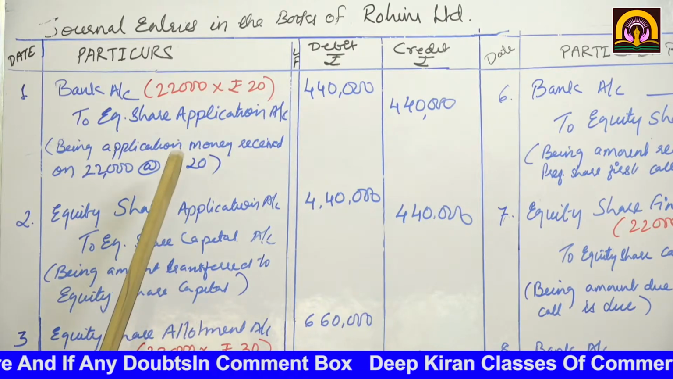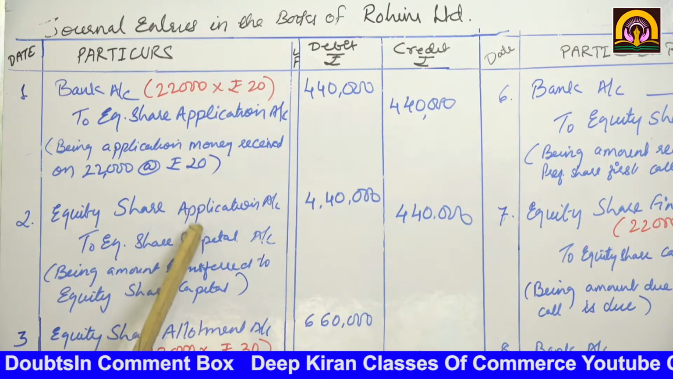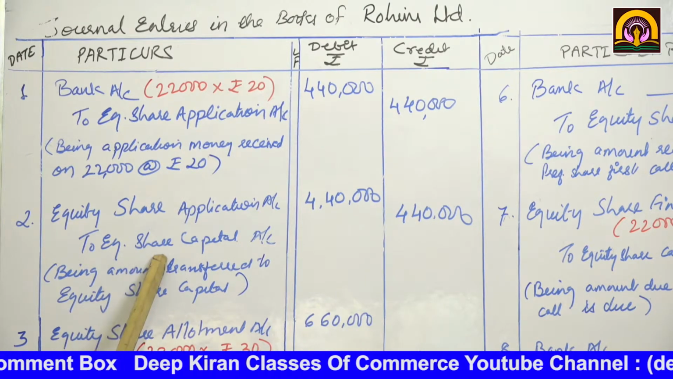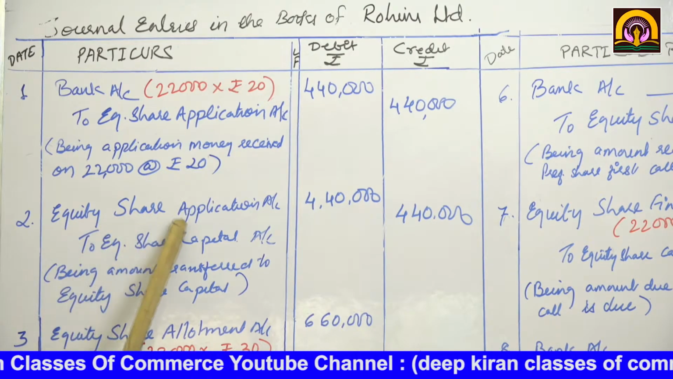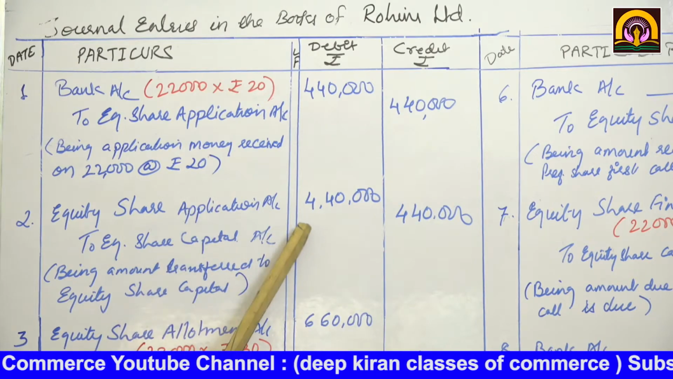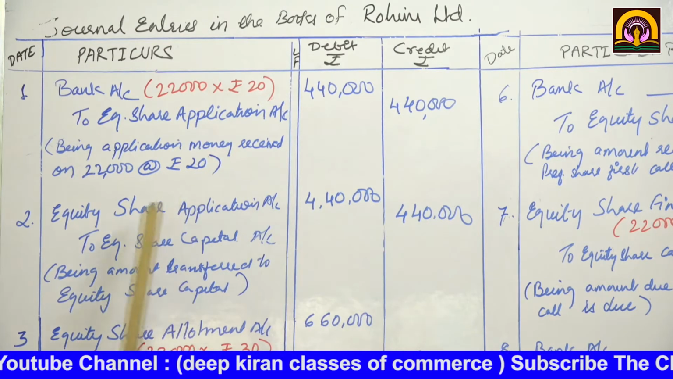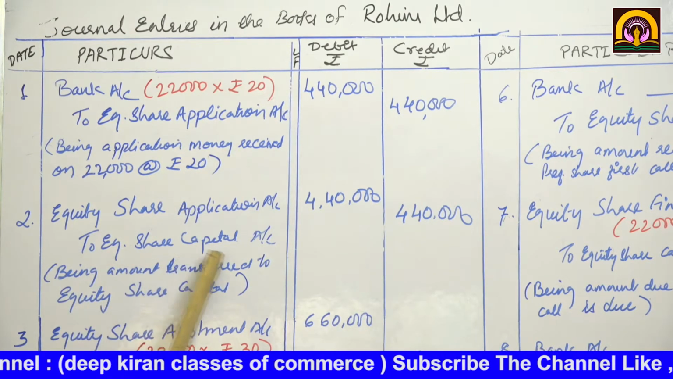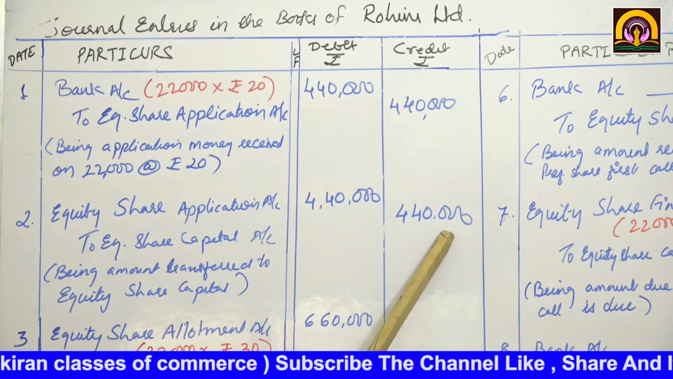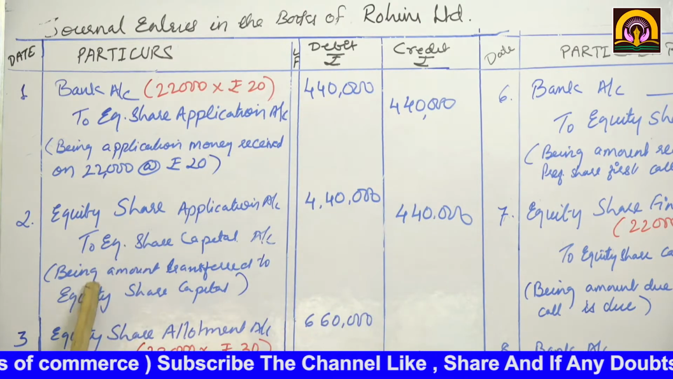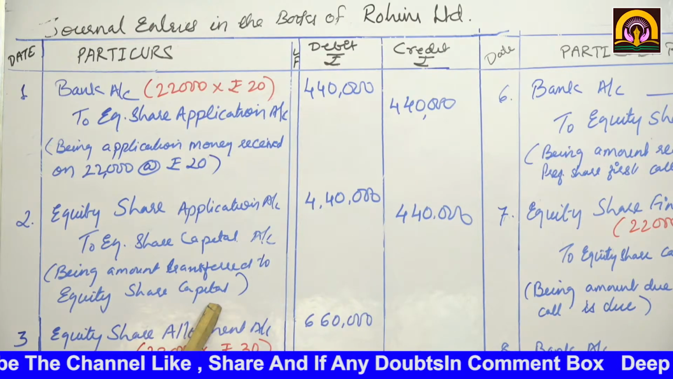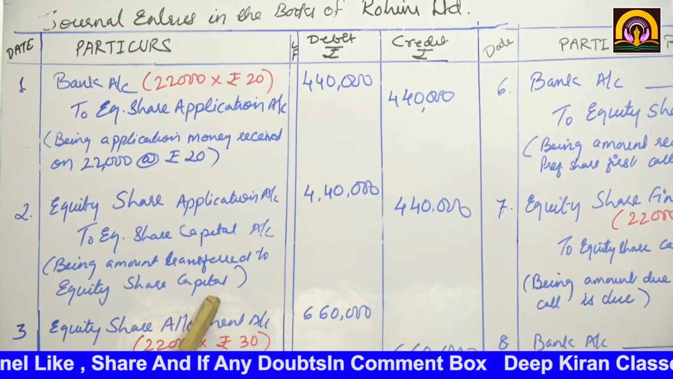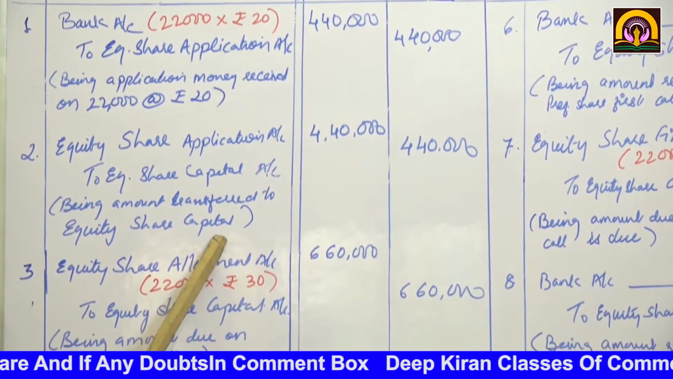Now this share application will be transferred to equity share capital. Equity share application account debit 4,40,000 to equity share capital account 4,40,000. Being amount transferred to equity share capital. Is it clear? The first entry is understood by you all.